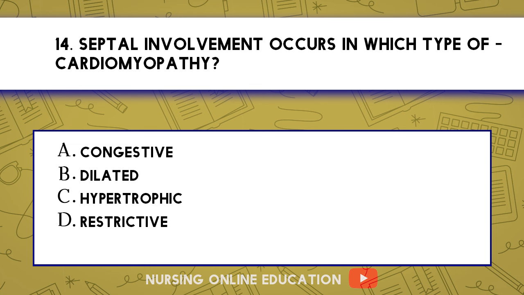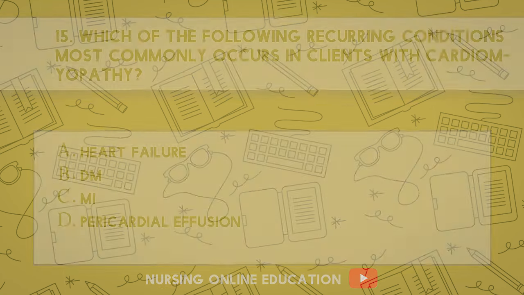14. Septal involvement occurs in which type of cardiomyopathy? A. Congestive. B. Dilated. C. Hypertrophic. D. Restrictive. The answer is congestive.